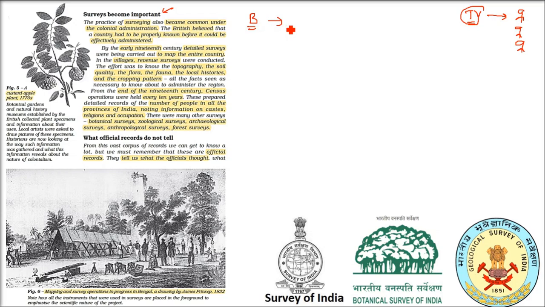So the Britishers were very firm believers that if you want to do something, you have to know that thing. If you have to do something, you have to know something. So if you want to rule a country, you need to know properly about that country. If you want to administer that country properly, you need to know, and for that knowing, you need to have a survey. So survey became very important for colonial administration, British rule.